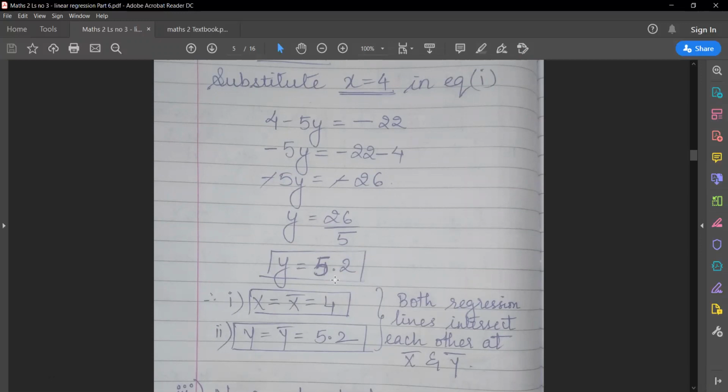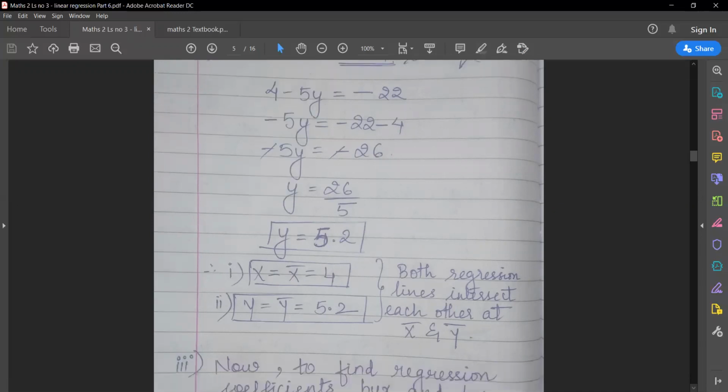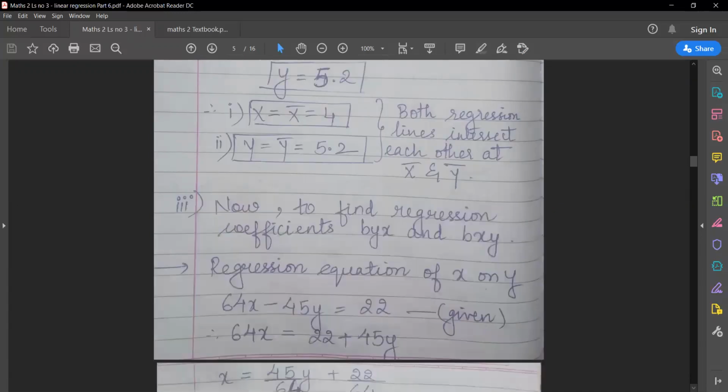Okay. So what will be the reason which you will be writing? x is equal to x bar is equal to 4. y is equal to y bar is equal to 5.2. And what is the reason that you will be giving? Both regression lines intersect each other at x bar and y bar. So, did you follow, class, how to find out the first two things, that is x bar and y bar?